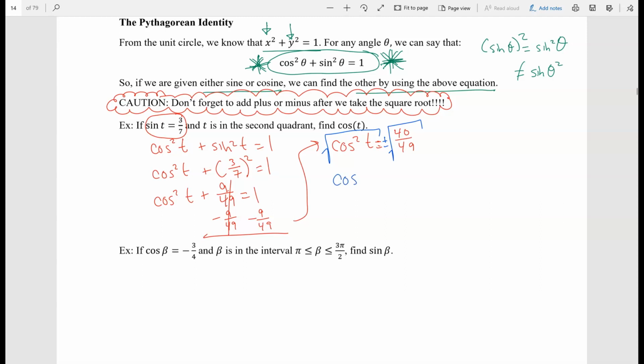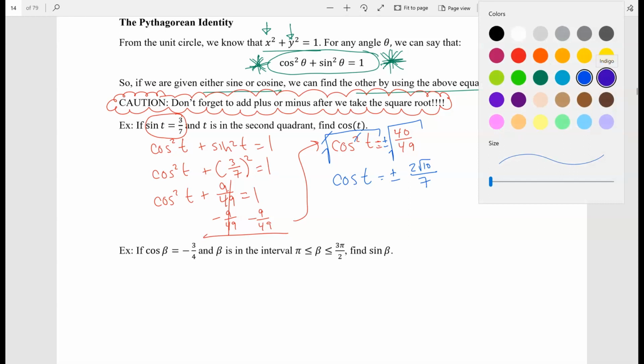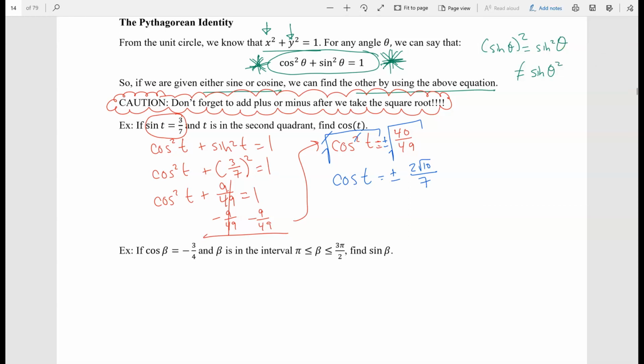So we're going to have the cosine of t. Now the square went away, and now plus or minus. Now let's figure out what the square root of 40 over 49 is. When I do that, I'm going to get 2 square root of 10 over 7. Okay, now we have to think about which one it's going to be, positive or negative, because it can't be both of them. So it tells us that t is in the second quadrant.